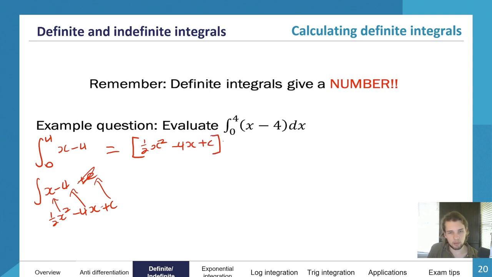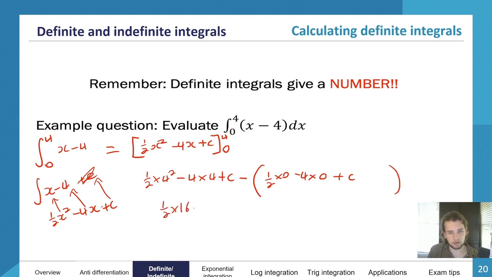And we put these in these square brackets, and then we put our same numbers that we have here at the end of these square brackets, because we still haven't used them yet. Now what we do is we substitute the first number in. So we go 1 over 2, the top number here, so that's 4 in this scenario, times 4 squared, minus 4 times 4, plus c. And then we do a negative, big brackets, and substitute the second number in. So 1 over 2 times 0, that's our second number, minus 4 times 0, plus c. So that's equal to 1 over 2 times 16 minus 16 plus c minus c.